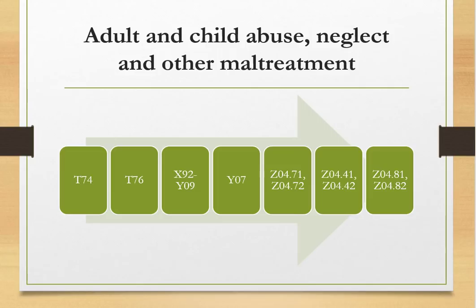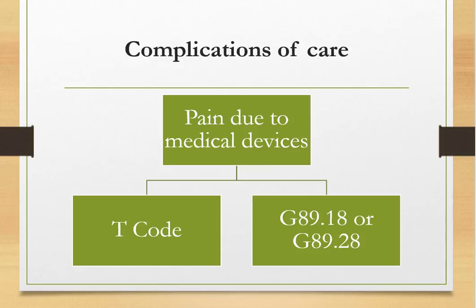So I guess the moral of the story is be careful about using T76 when other codes may apply. All right, next up, complications of care. Now guys, remember there is a guideline regarding complication of care, and the physician has to state it is a complication of care. Now, in those situations where you have pain due to medical devices such as implants, grafts left in the surgical site, those are assigned to the appropriate code found in Chapter 19. That's what we're talking about right now.